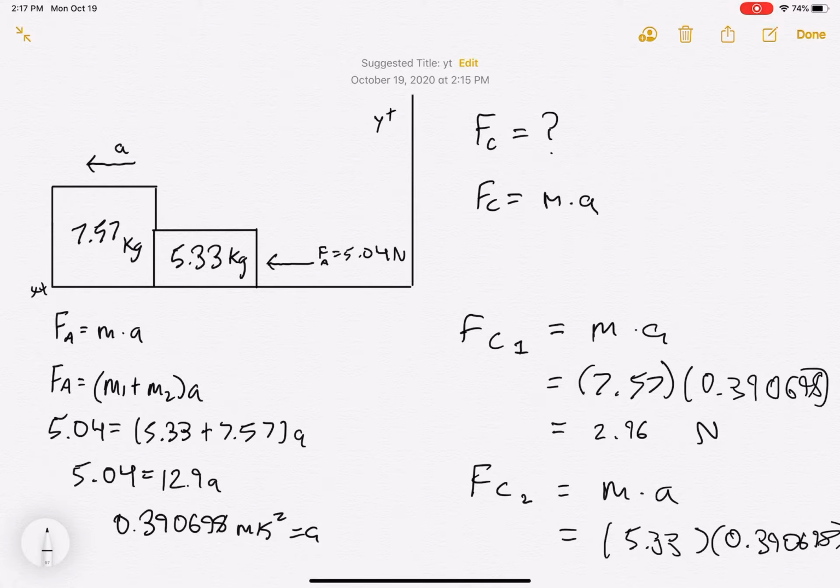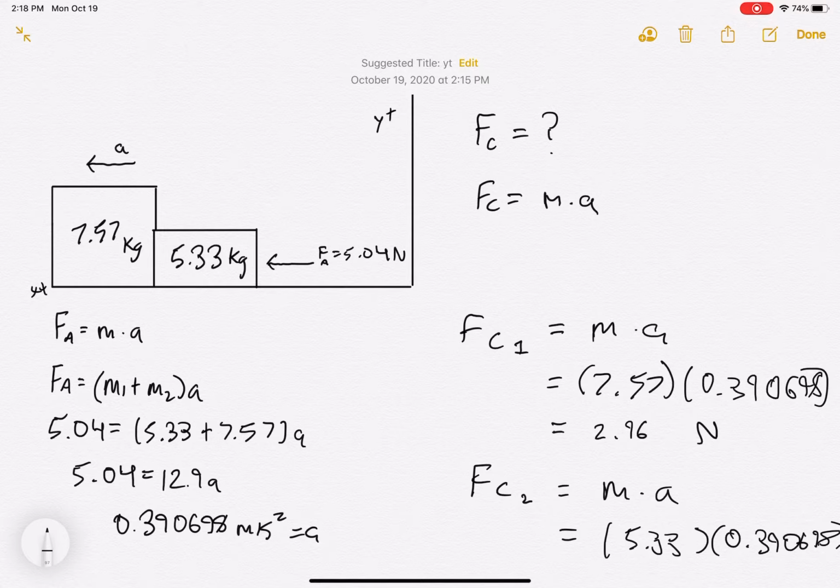So our contact force, according to Newton's second law, should be the mass of the larger box times the acceleration of the system. But we don't know the acceleration yet, so that's what we have to figure out. What we do know is the applied force on the lighter box is 5.04 newtons, and we know the mass of the system is 5.33 plus 7.57, which is 12.9. So we would set up our equation. FA equals m1 plus m2 times a.